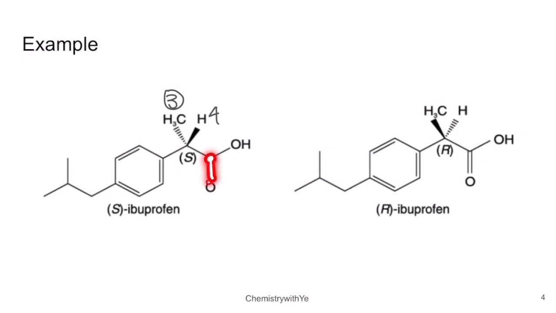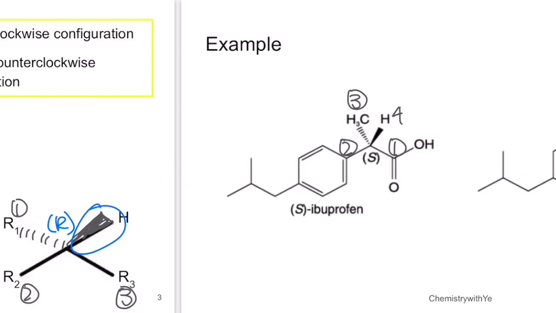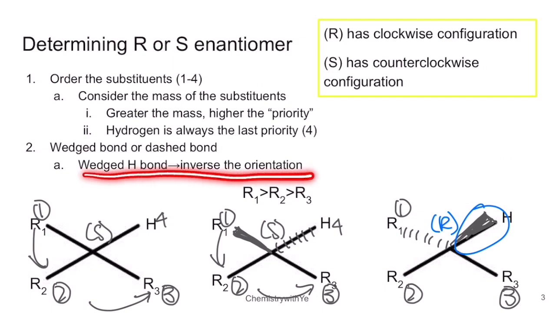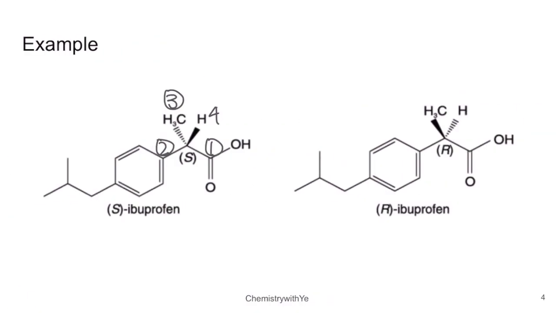So now comparing the carbon attached to the oxygen and the carbon in the ring, carbon is smaller than oxygen. So this ring group would be the 2nd priority and the carboxylic acid would be the 1st. This hydrogen is on a wedge bond, so you would need to inverse the orientation. So although the substituent has a clockwise configuration, because of the wedge bond, you would have to inverse the orientation. So I'll just write that here.